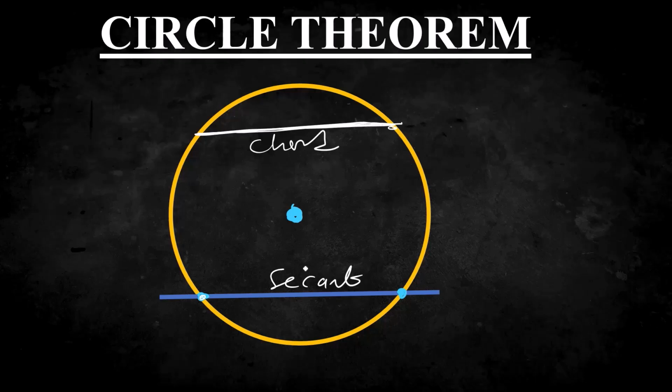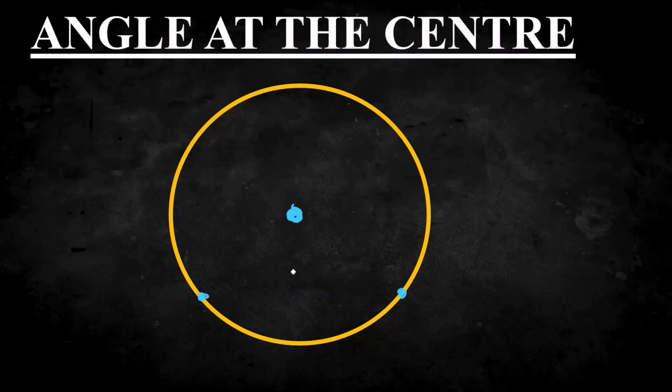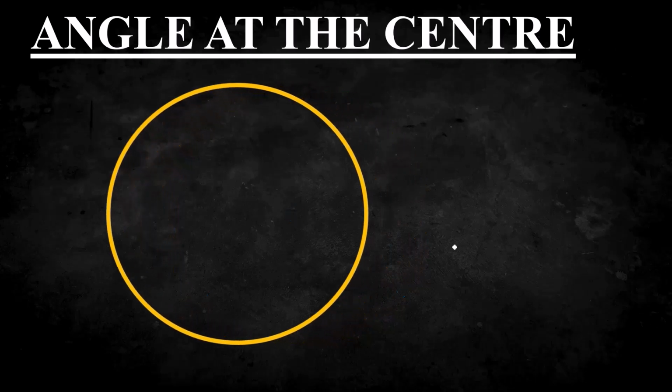Now knowing the parts of a circle will help us understand the theorems very well. Let's look at the first property. The first property talks about the angle at the center. The angle which an arc or a chord subtends at the center is twice the angle the same chord or arc subtends at any point on the remaining part of the circumference.